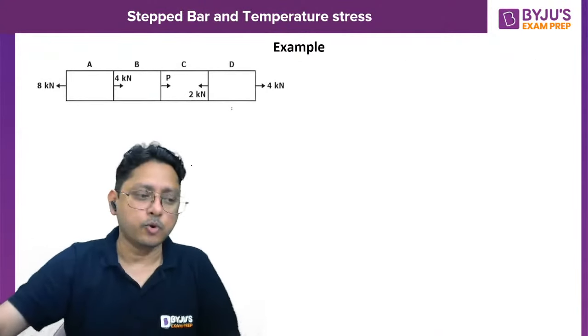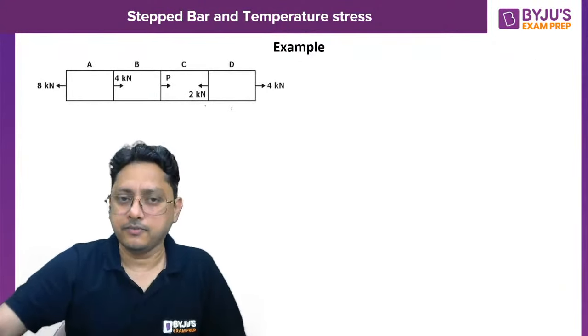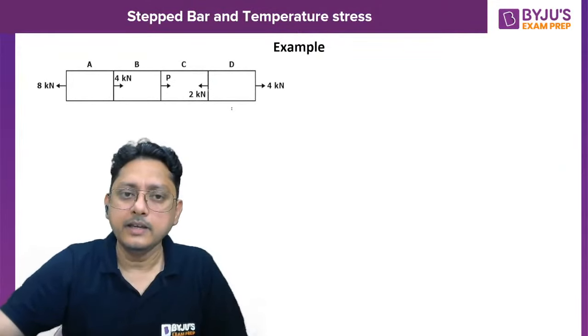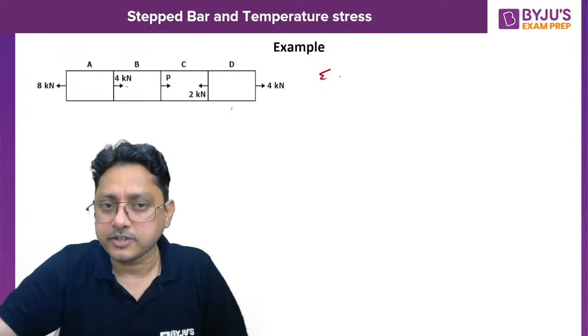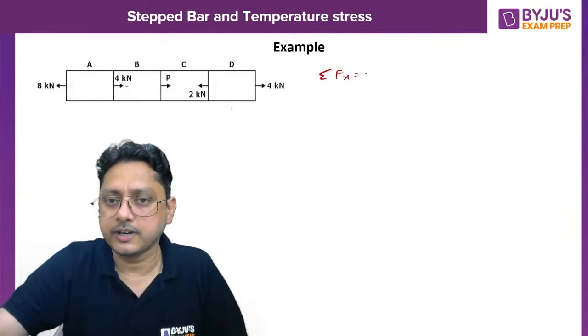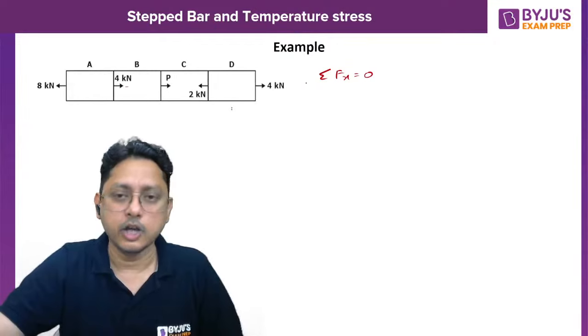Now consider one more example here. Suppose this is the kind of example. Here, to find out the force P, what will we do? Summation of all the forces in x direction must be equal to 0. That is the equilibrium equation, isn't it?